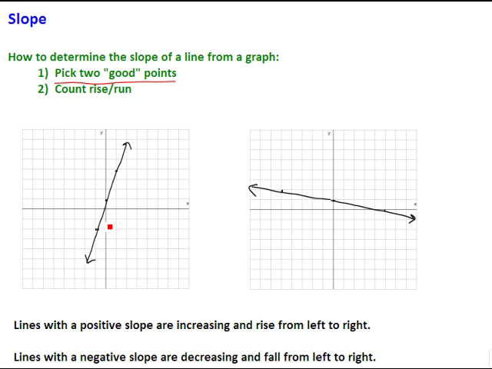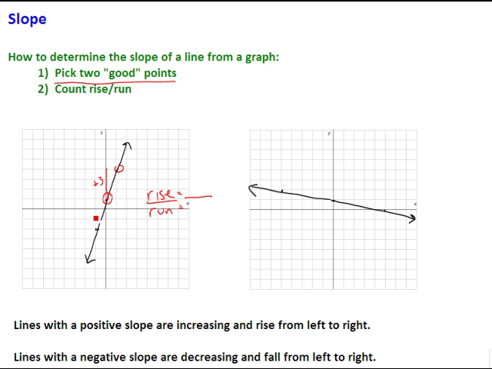So for example, on this first graph, I want to identify 2 good points. Lots of choices here. I'm going to choose this point right here, which is at (0, 1), and this point right here, which is at (1, 4). Now I'm going to count rise over run. Now you can start with either point, it doesn't matter which one you begin with, you just want to be consistent. So if I start with the bottom point, then I have to go up 1, 2, 3 units.